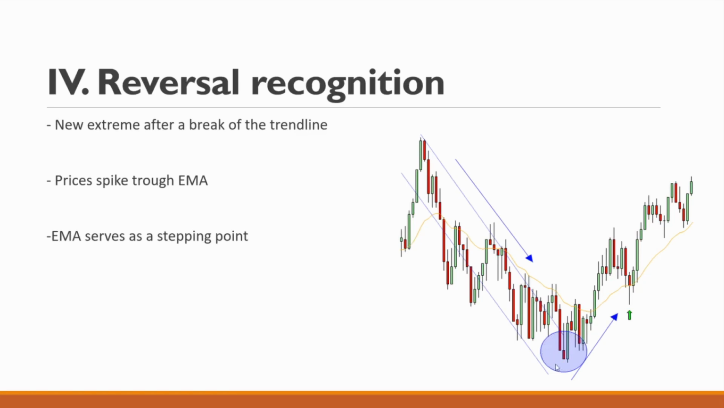New extreme bar marked by this ellipse, and once the prices spike through EMA and hold back on the EMA, this is what I call a stepping stone. This is a part of a reversal pattern. You have a break, you have a new low, prices spike through EMA, and the EMA holds as a stepping stone, kind of as you are walking up the stairs, one leg up and your second leg moves up higher.